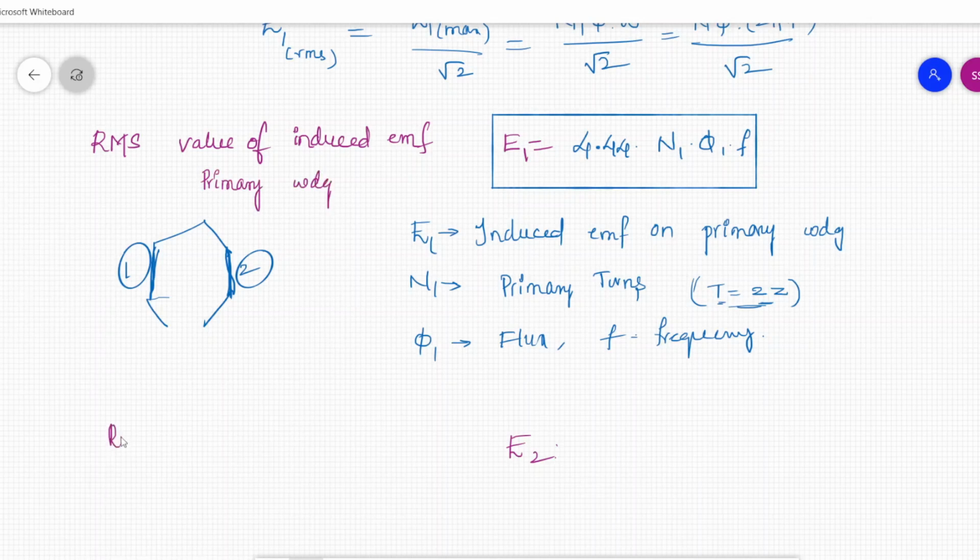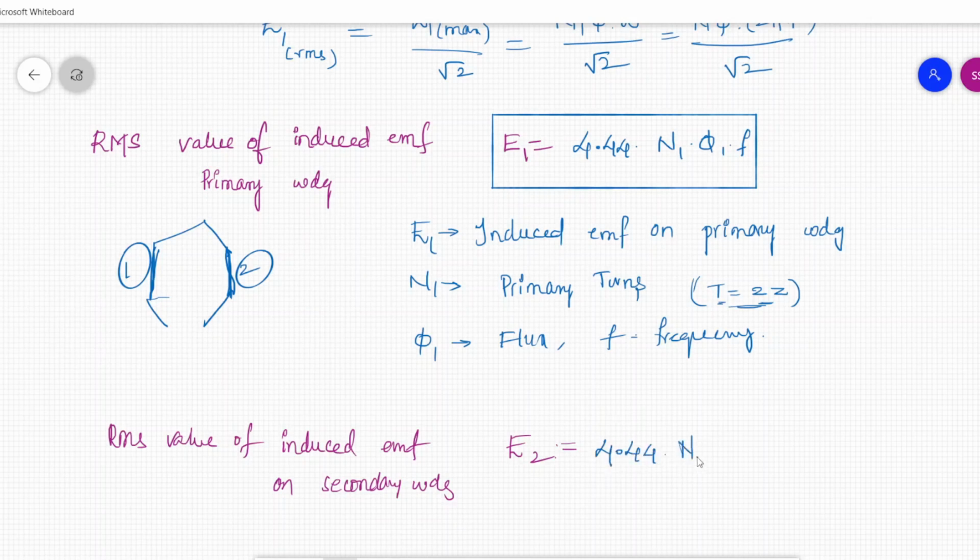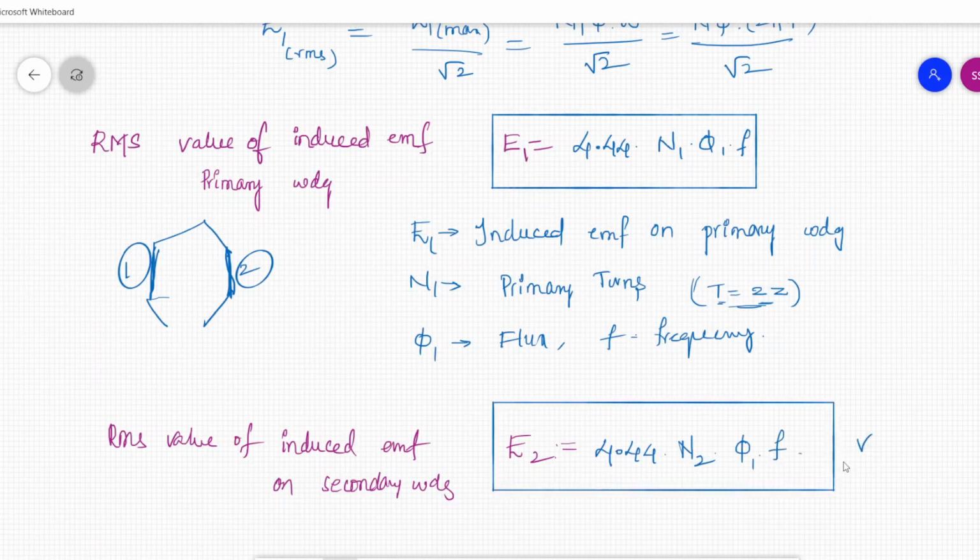We can obtain the RMS value of induced EMF on the secondary winding. But here the turns will be N2 and flux will be the same, right? E2 will be 4.44, turns will be N2 and flux will be same, due to the primary flux frequency. So this is the EMF induced in the secondary winding.